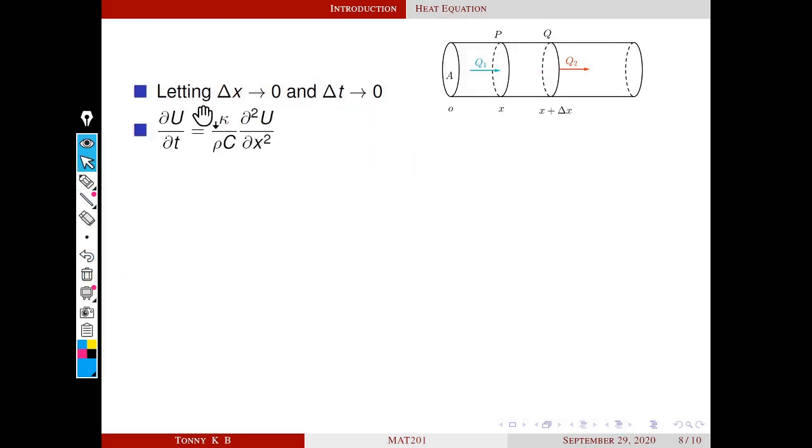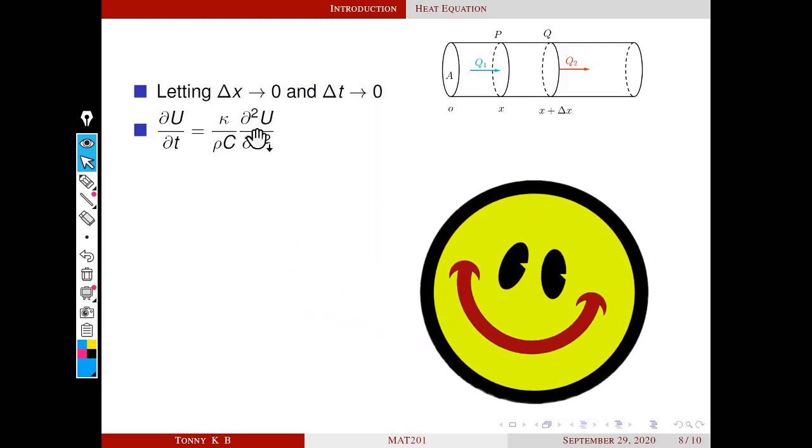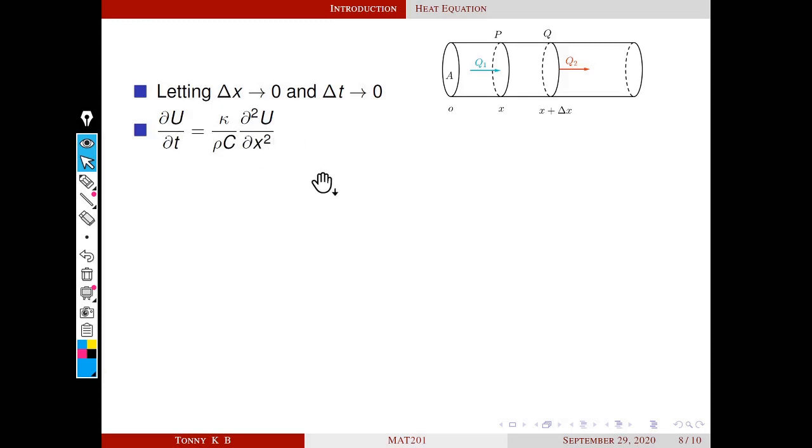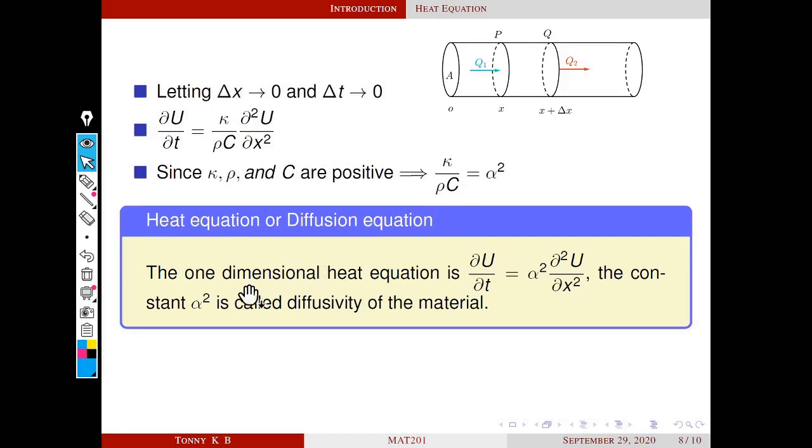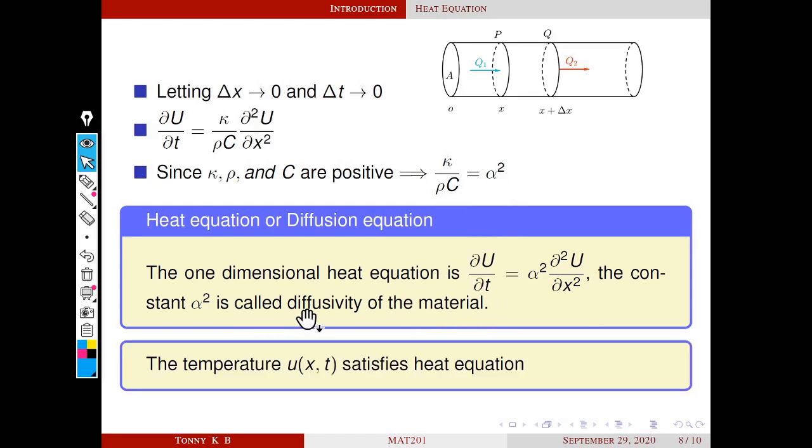Next we assume delta x tends to 0 and delta t tends to 0. Then that equation becomes partial du by dt equal to kappa by rho c into partial d square u by dx square. Here kappa, rho and c are positive. So this kappa by rho c is always positive. So we take this as some alpha square. So the one-dimensional heat equation is partial du by dt is equal to alpha square into partial d square u by dx square. And this constant, alpha square, is called the diffusivity of the material. So as a conclusion, our temperature function u(x,t) satisfies this heat equation.